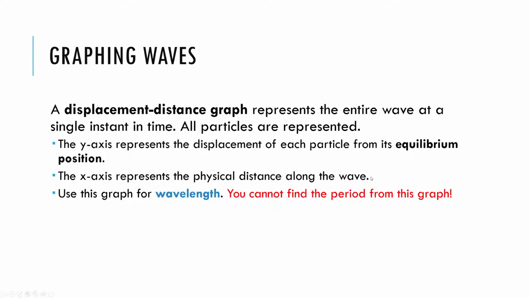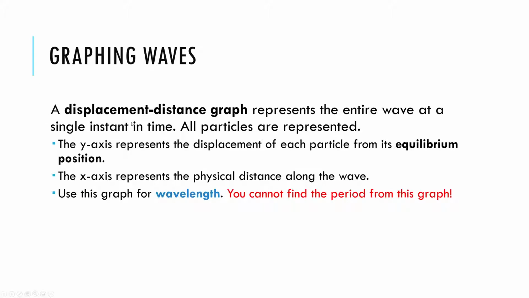There's two types of graphs you're going to see, and this can be tricky. Whenever you see a graph of a wave, you have to pause and think about what you're looking at, especially because your math brain might try to take over and you might assume you know what you're looking at. There's two graphs. The first is a displacement distance graph. There's no time on this graph. This is a snapshot. This is a picture.